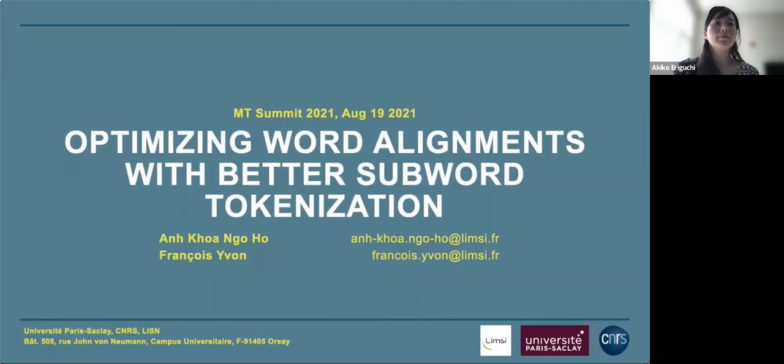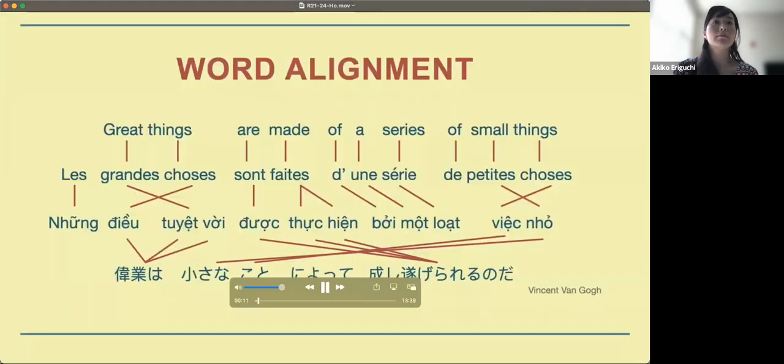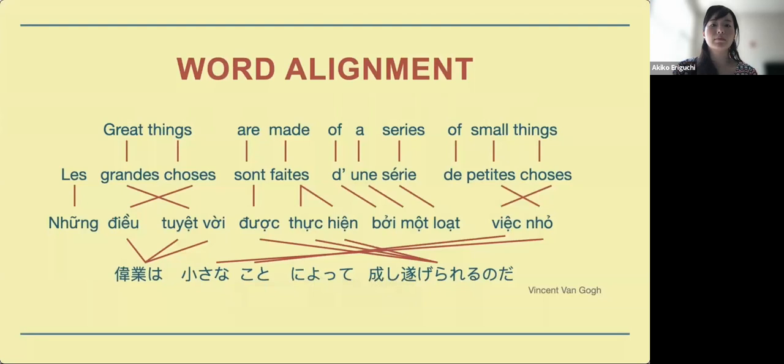Hello everyone, I'm Anh-Khoa. I'm going to present the paper Optimizing Word Alignments with Better Subword Tokenization. Let's begin with word alignment. Word alignment is one of the basic tasks in natural language processing. It aims to identify translational equivalences at the level of words in parallel sentences. You can see some examples of word alignment between several sentences in English, French, Vietnamese, and Japanese on the screen.